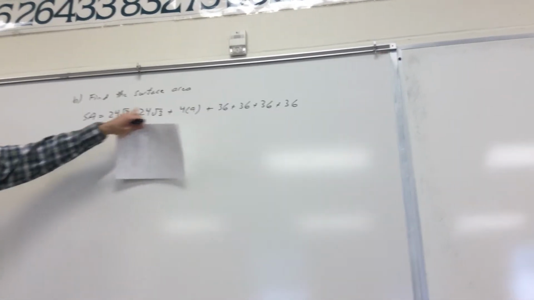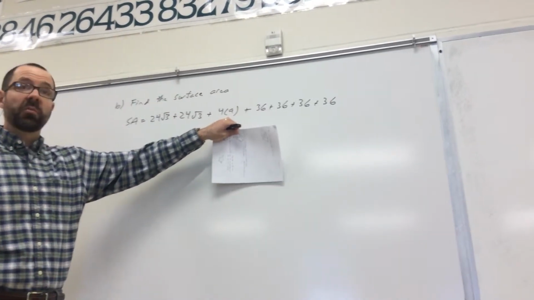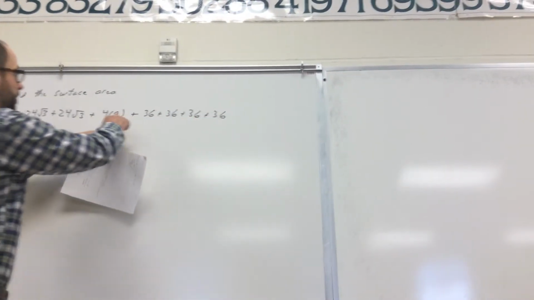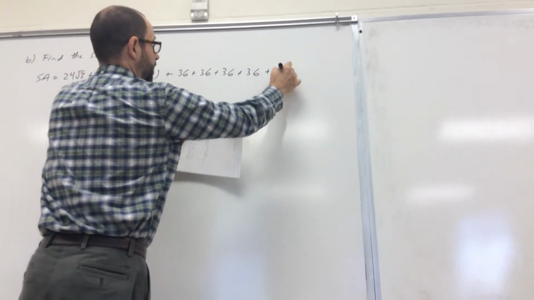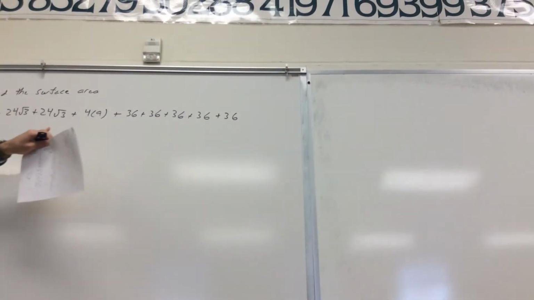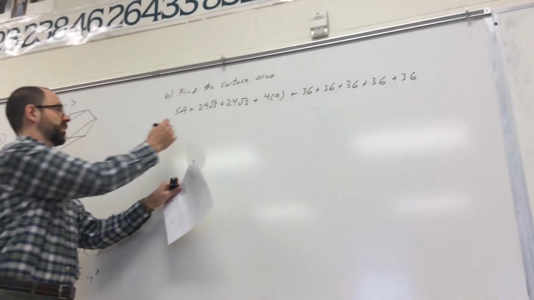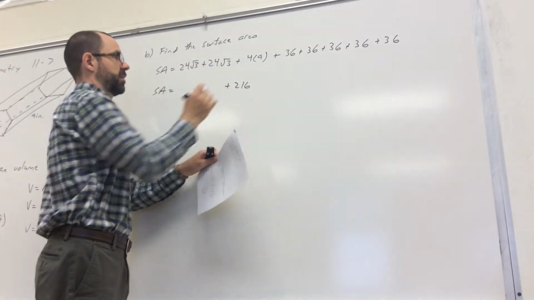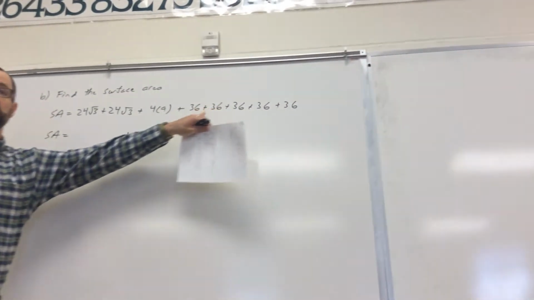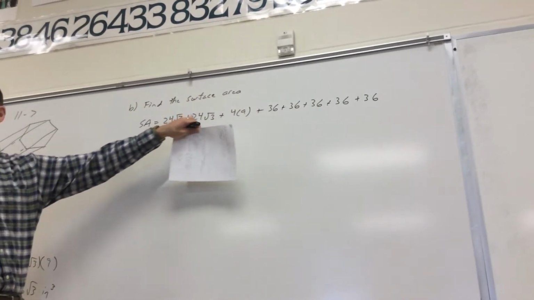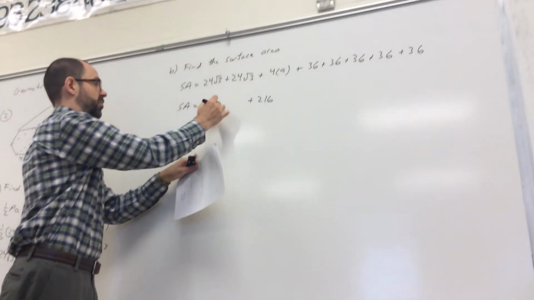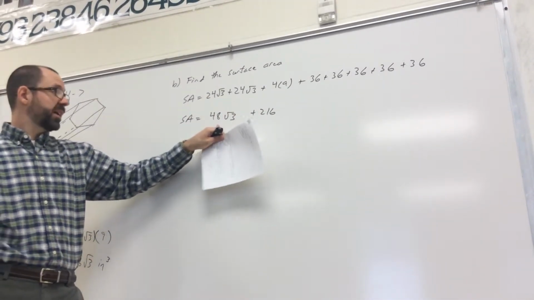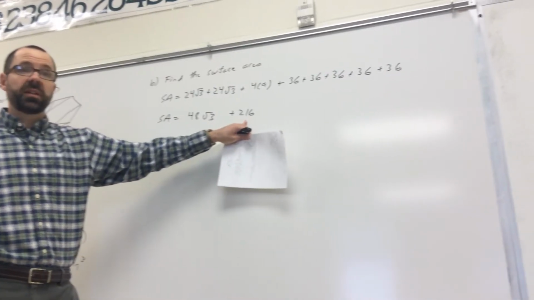So I got the hexagon plus the other hexagon plus rectangle number 1, rectangle number 2, rectangle number 3, rectangle number 4, rectangle number 5. Oh, I don't have enough. 1, 2, 3, 4, 5. Plus rectangle number 6. So 6 times 36, that adds up to 216. So that's the 6 rectangles. And then 24 root 3 plus 24 root 3 is 48 root 3. So the surface area is 48 times the square root of 3 plus 216.